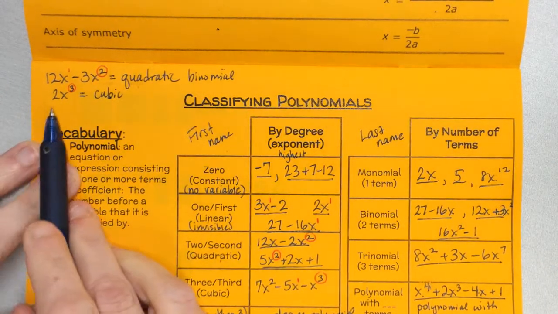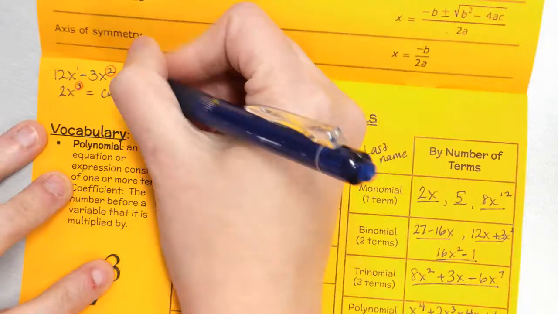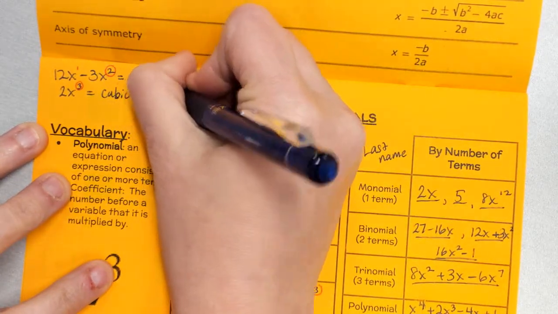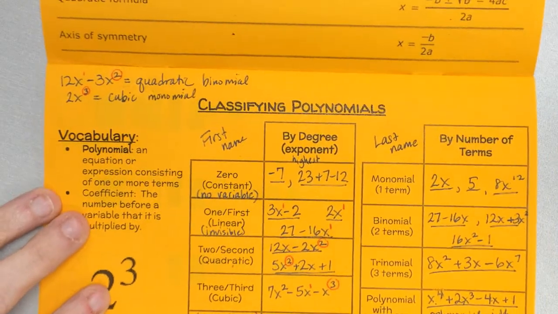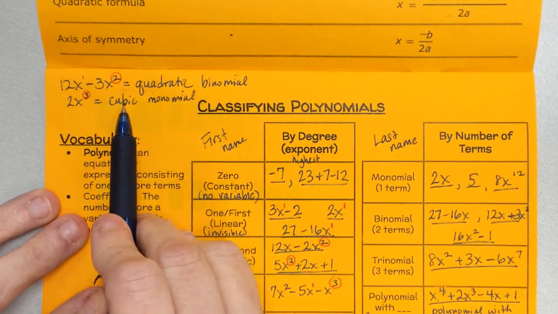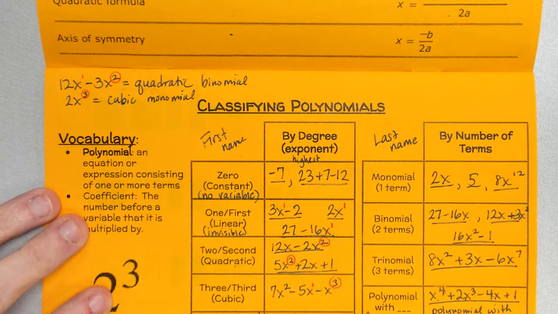Okay, now we look at the number of terms. There's 1, so it is a monomial, a cubic monomial. So again, first name, last name. First name is based on his exponent. Last name is based on how many terms there are.